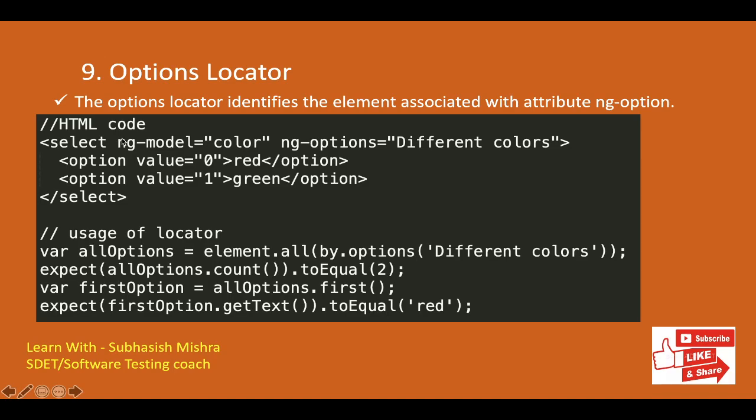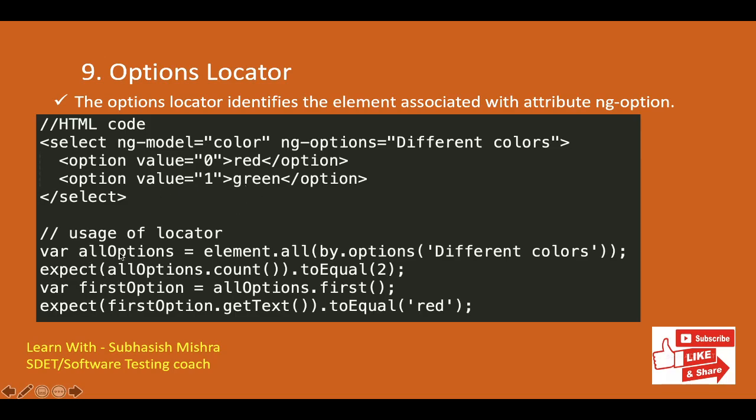Here you can see the HTML code, there is a select tag and there are multiple options inside it having some value, like here we have the options red color and green color. Here we have an attribute named ng-options with value as different colors. How to use the options locator? Here we have multiple options, these are the two options and every option represents one element. The first option is red, the second option represents green.